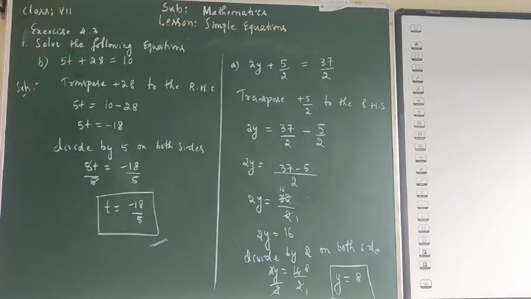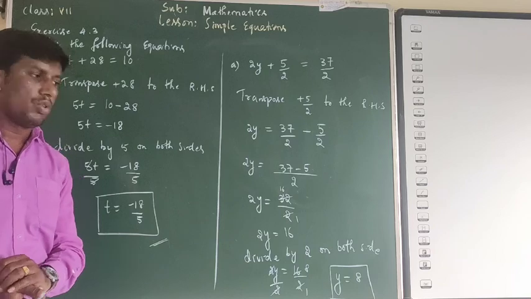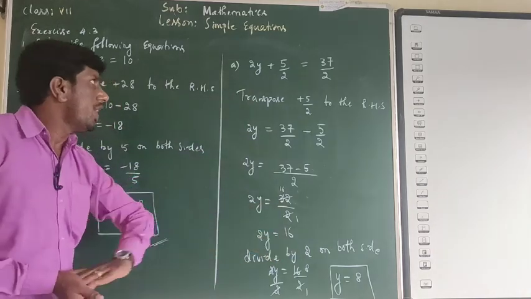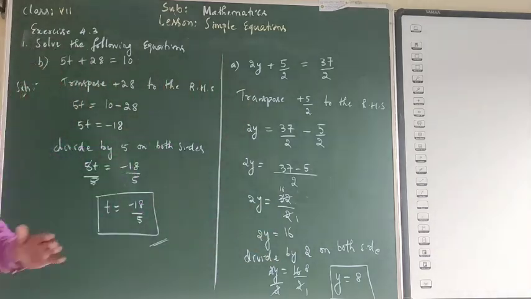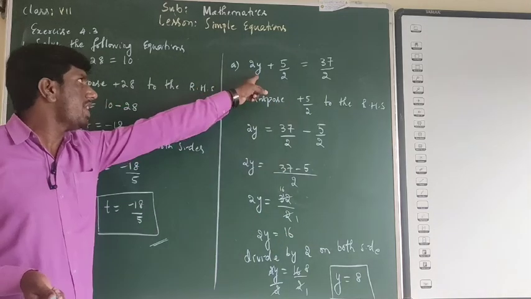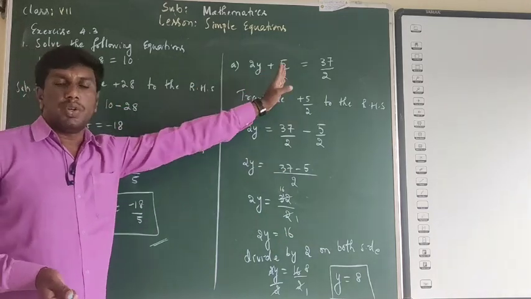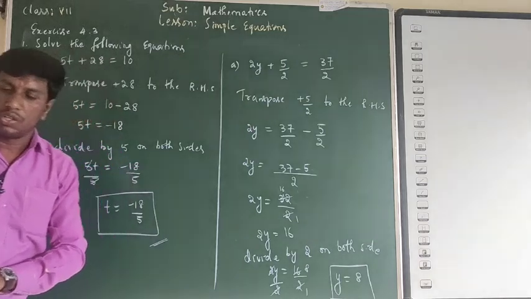Yeah. 2y plus 5 by 2 is equal to 37 by 2. So that is the equation. y is equal to 8 is the solution of that equation. If you want, you can substitute y is equal to 8, then you can simplify that. You will be getting LHS is equal to RHS. Clear?